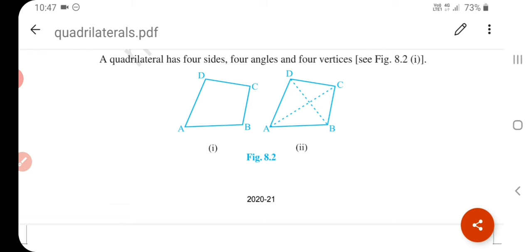And then we know what a trapezium is. A quadrilateral in which one pair of opposite sides is parallel is called a trapezium. And what is an isosceles trapezium? If the two non-parallel sides of a trapezium are equal, then it is called an isosceles trapezium. Now what is a parallelogram? A quadrilateral in which both pairs of opposite sides are parallel is called a parallelogram.